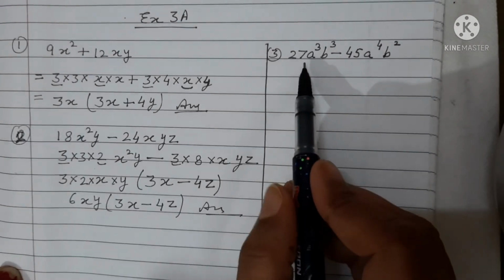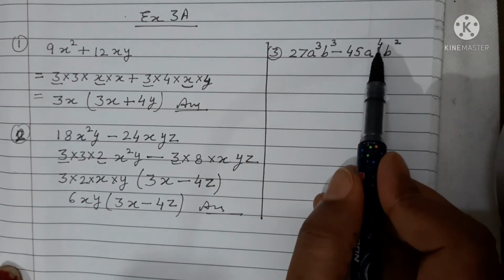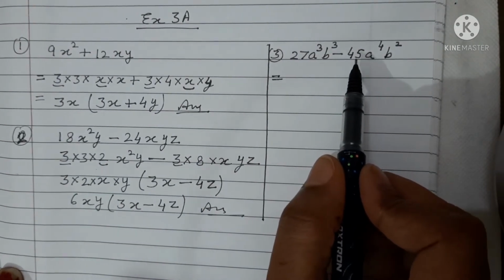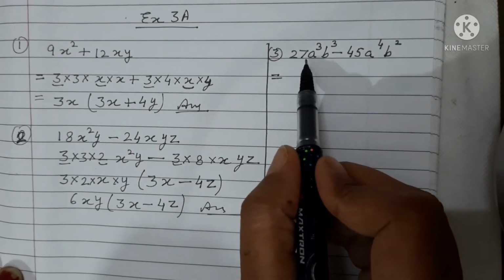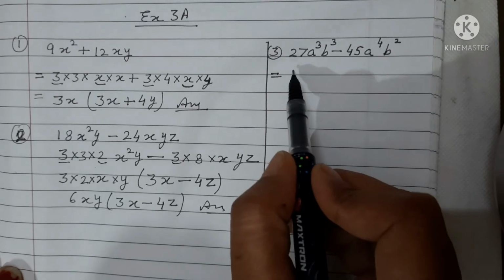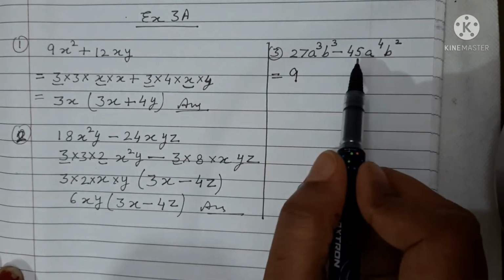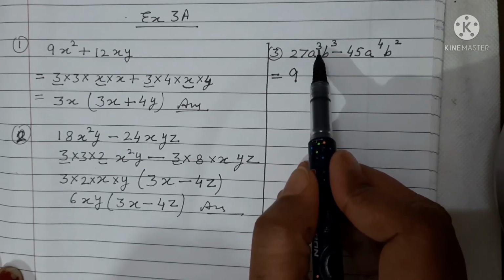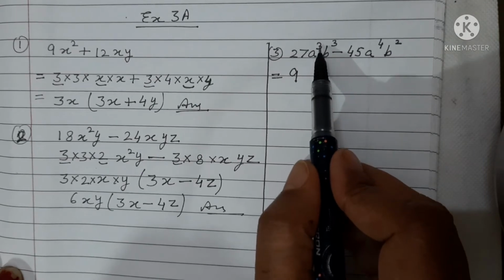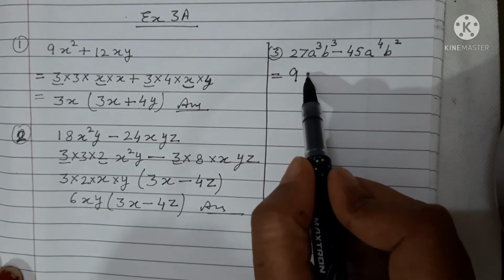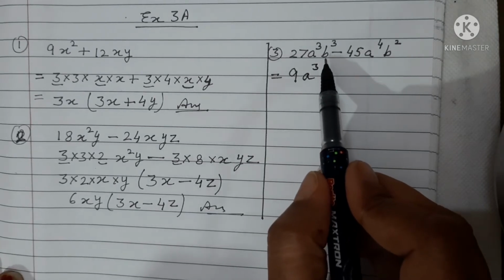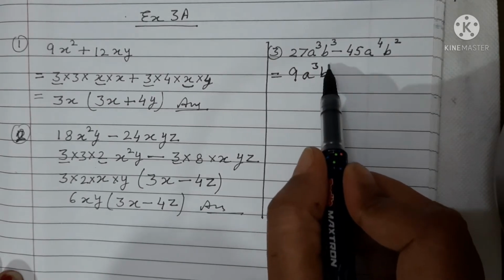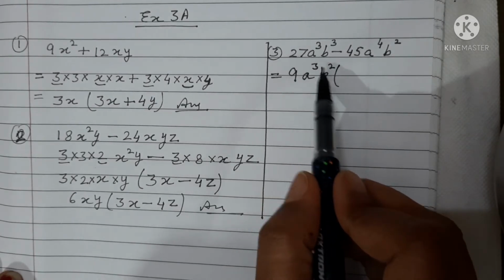Next question, third: 27a cube b cube minus 45a to the power of 4 b square. Now 27 and 45 come in the table of 9. So you can write 9 3s are 27 and 9 5s are 45. 9 is a common factor, so from the constant terms 9 is common. Now the lower power of the variable a is 3, so you can take a cube as common, and see the other variable, b cube and here b square. So you can take b square common. Now write down the remaining part in the bracket.